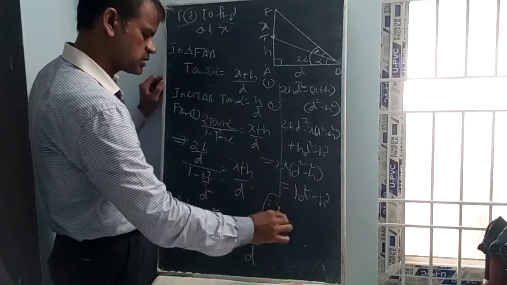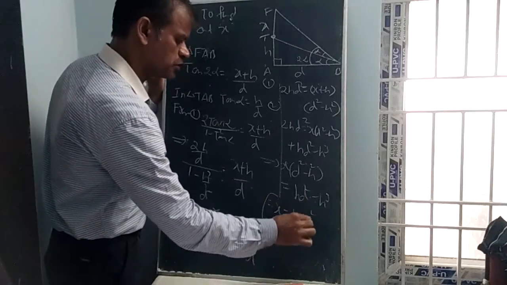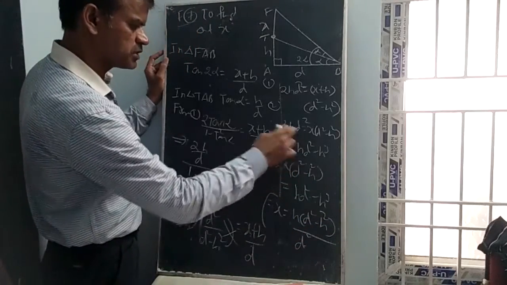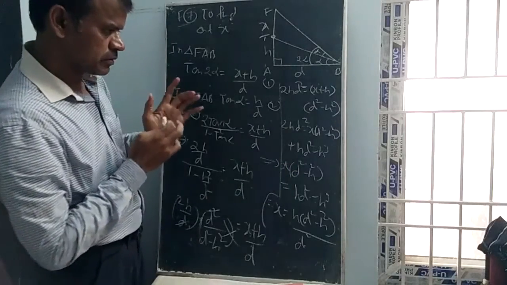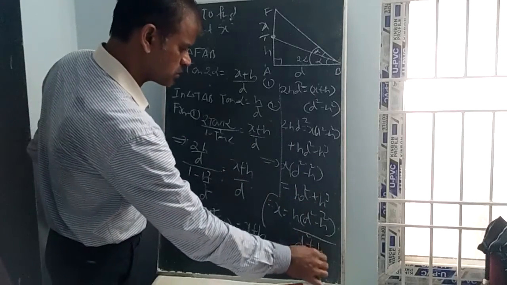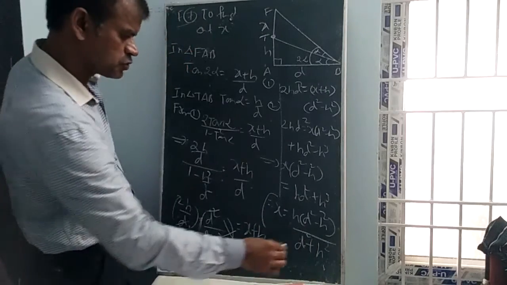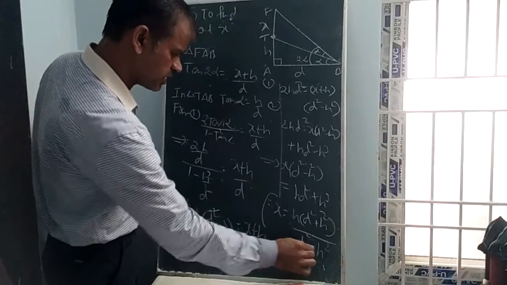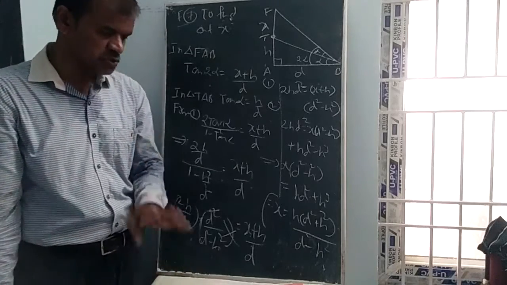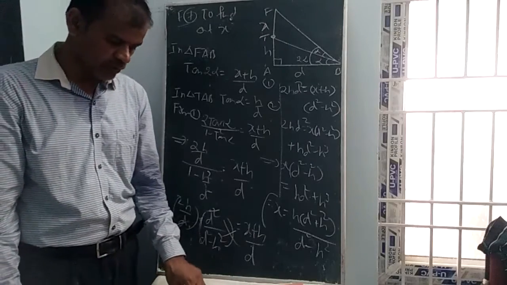Therefore, X is equal to H into, taking H common, D square minus H square whole by D square plus H square. See the formula: the height of the flag staff X is equal to H into D square plus H square by D square minus H square. The example is not given in our material, but this is an important formula, you should remember.